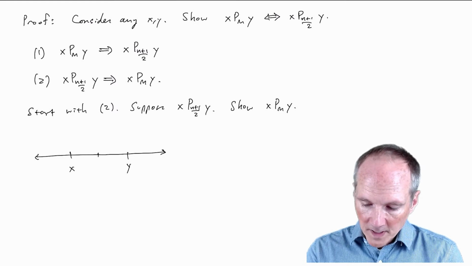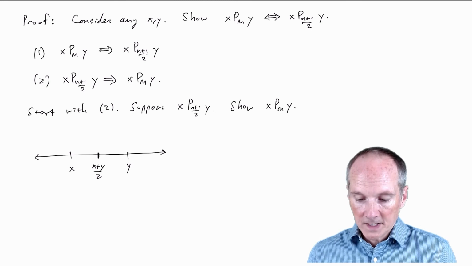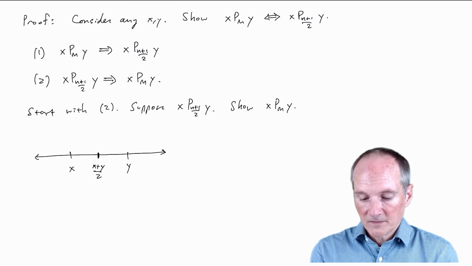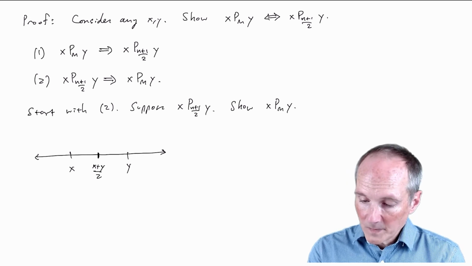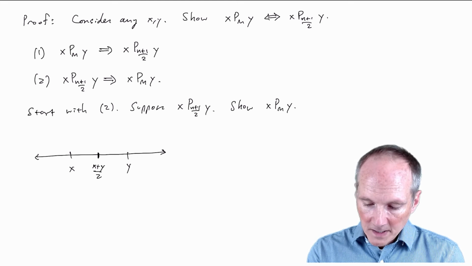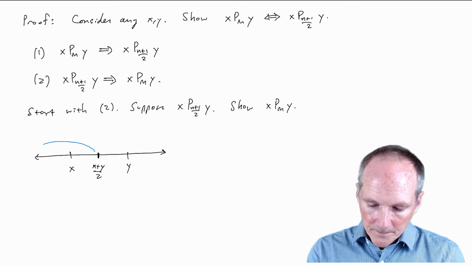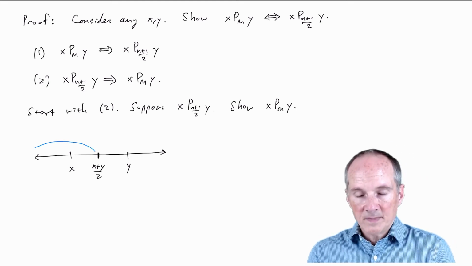So I'm going to demarcate the midpoint between X and Y. Okay, it's just the average of the two. So that is exactly the same distance from X as it is to Y. If the median voter prefers X, that means the median voter is somewhere to the left of that midpoint. Okay.